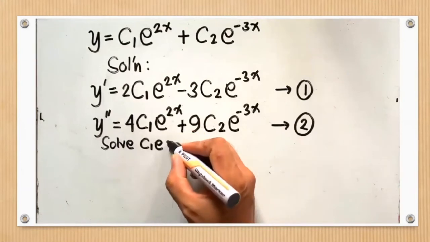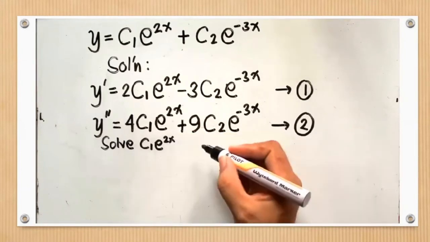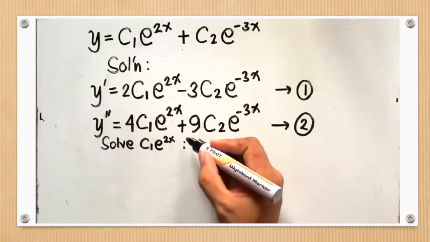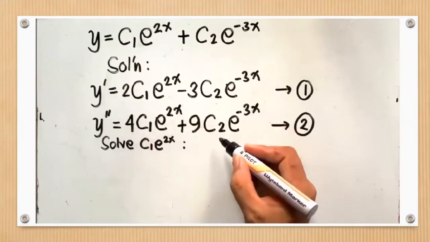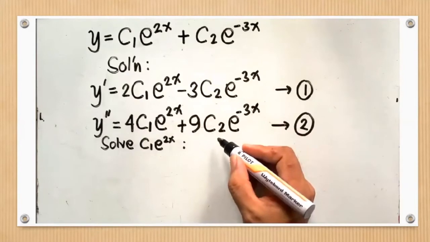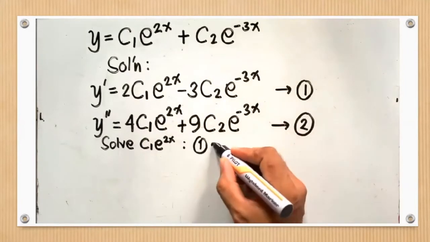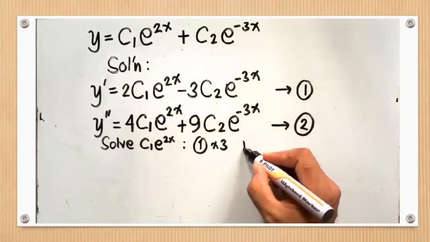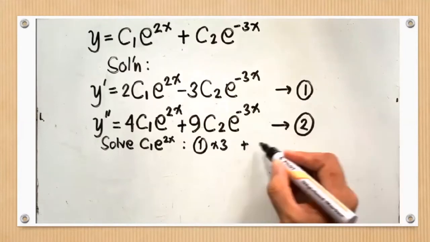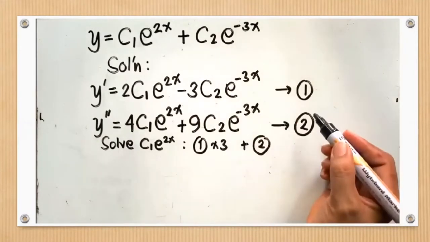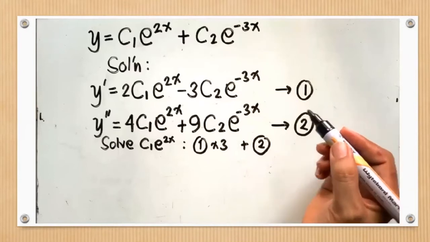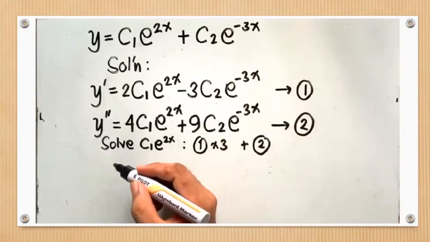C sub 1 e raised to 2x. So to do that, we will multiply the entire equation 1 by 3. So equation 1 times 3. And after doing that, we add equation 2. So 3 times y prime. Okay, take note, equation 1.